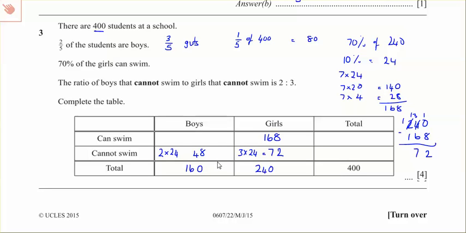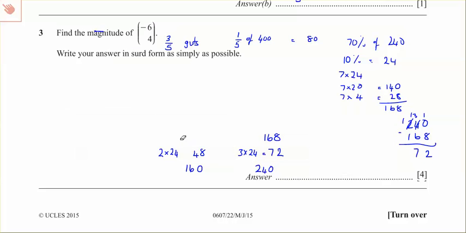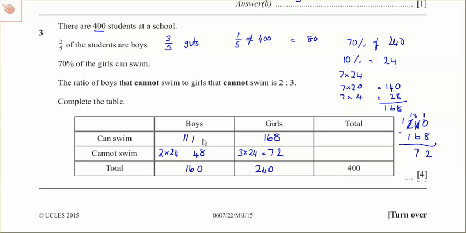And then finally, to finish the table off, it's got to add up to 160. So that's an easy one. So we've got 112 is the answer. Okay. Don't forget the total. So we've got 160, 240, 280 there. And then this should be 120 to make the 400. So 72, 48 does indeed make 120.